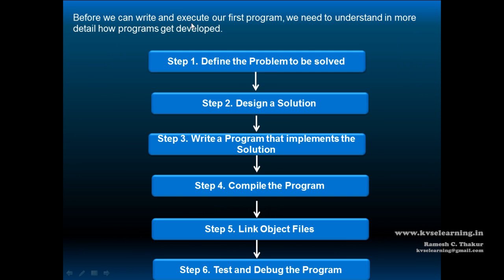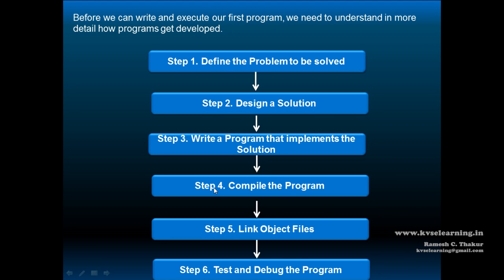Before we can write and execute our first program, we need to understand in more detail how programs get developed. The first step is to define the problem to be solved. In the second step, we design a solution to the problem which has been defined in step 1. Once we design the solution, we move to the third step, that is, write a program that implements the solution designed in step 2.